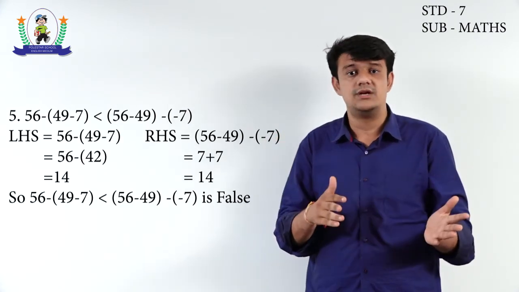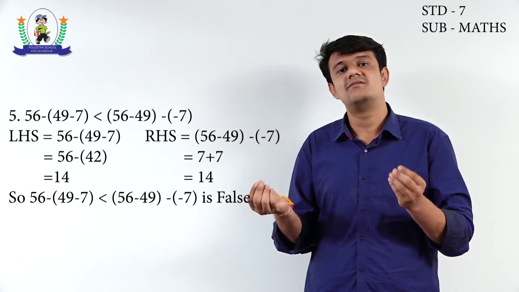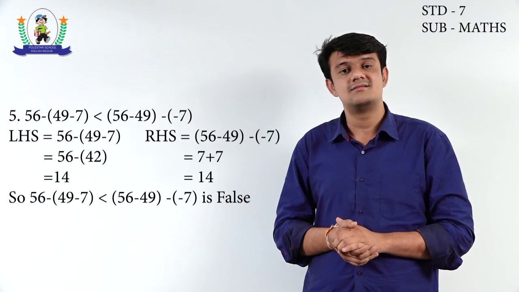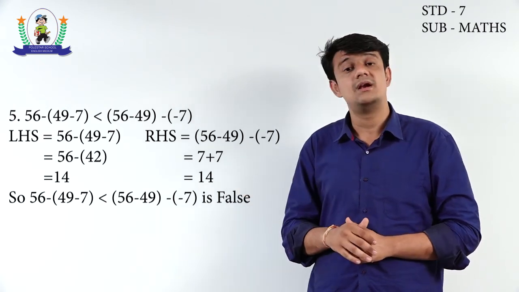14 equals 14. We know that over here on both sides we are getting the same answer, but the statement still represents lesser. Definitely our answer is wrong. So we can say that the given statement is false.